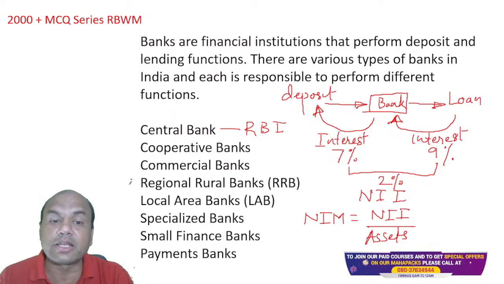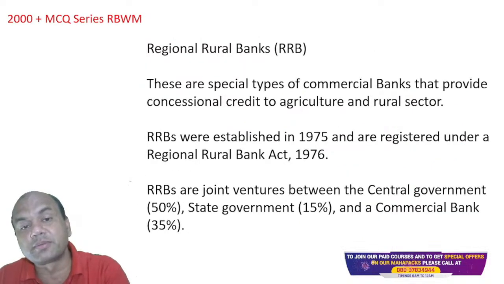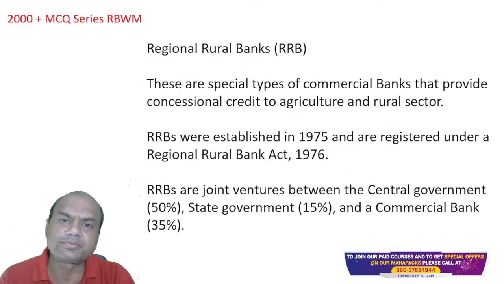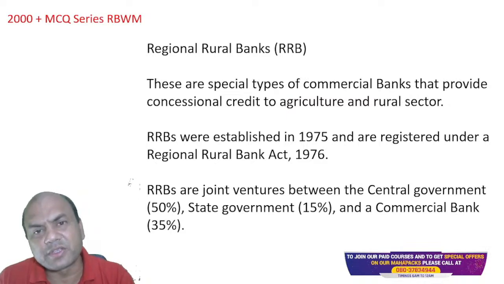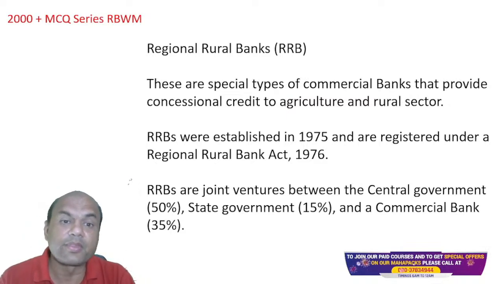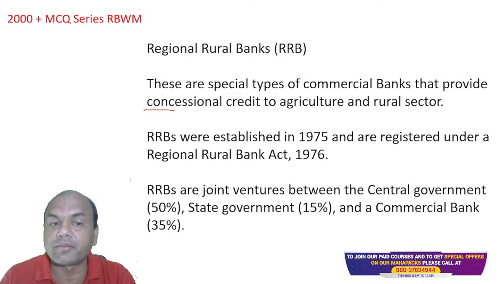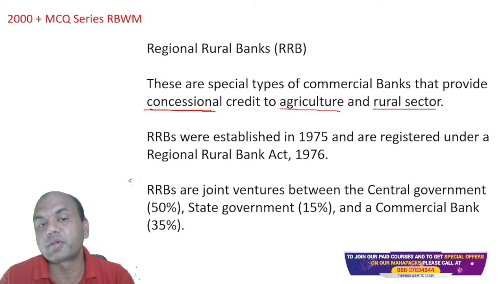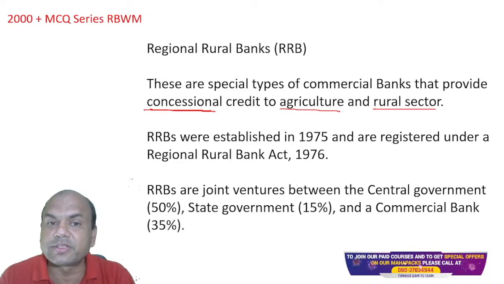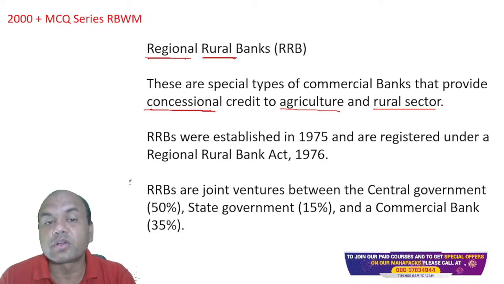So that is one part: what is a bank and what are the types of banks. Now, importantly, what is asked in the exam is RRB. They always ask about RRBs, because RRBs are actually nationalized banks as of now. These are special types of commercial banks that provide concessional credit to the agriculture and rural sector. Remember, concessional credit to agri and rural sector. The name itself says Regional Rural. Regional means related to that region only.